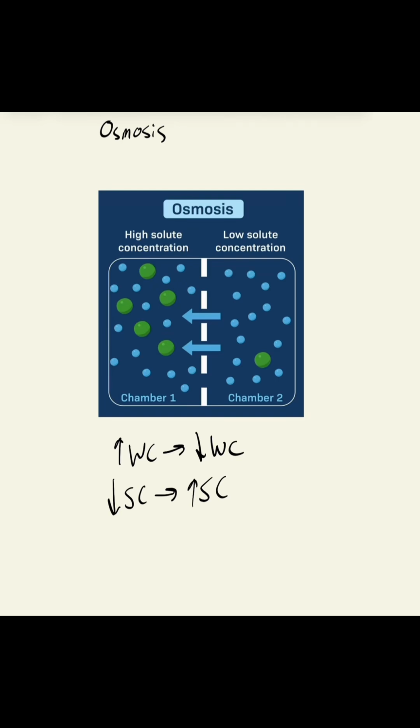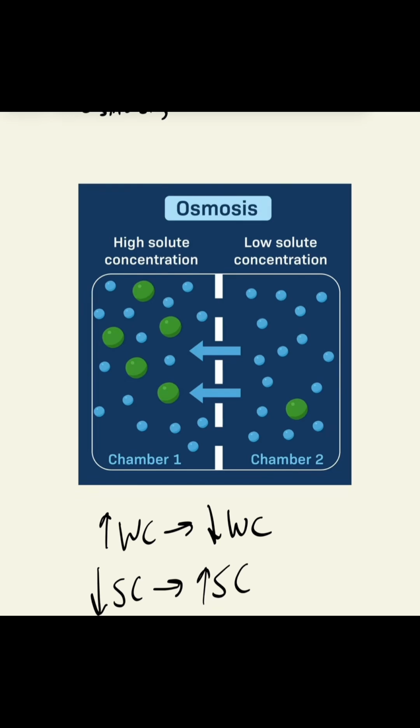So if we have a look at the diagram here, we can see that we have a low solute concentration on the right here. We only have one of these green molecules. That green molecule represents a solute. So we have less on the right and more on the left, which means that the water is going to move from chamber 2 to chamber 1, into the high solute concentration or the low water concentration.